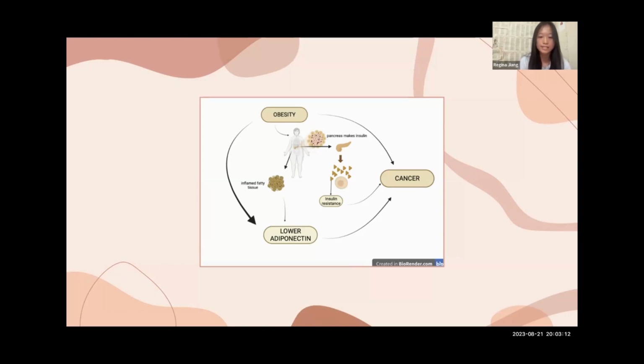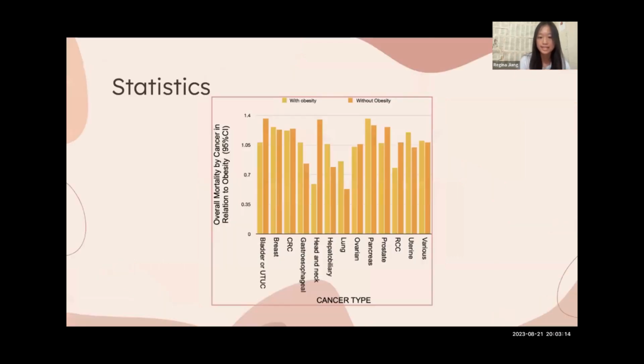Another way you can see this correlation would be through statistics. This is taken off the CDC website, and this is through meta studies. Through this bar graph, you can see the overall mortality rate of cancer in relation to obesity. We can see through cancers like uterine cancers that those with obesity actually have a higher mortality rate than those without obesity. But you can also see that for some, those who have obesity have a lower mortality rate, such as bladder cancers or head and neck cancers.